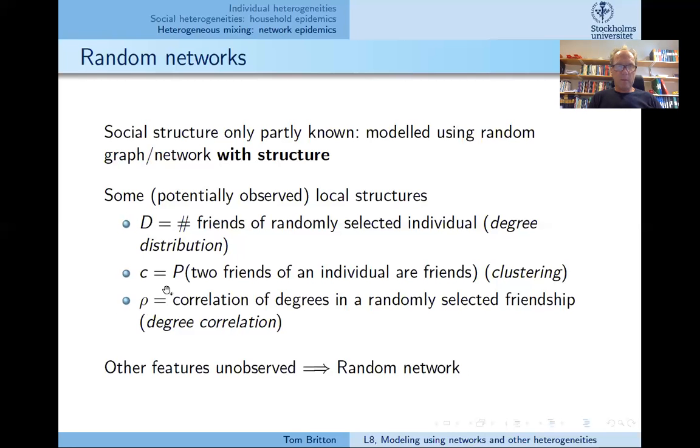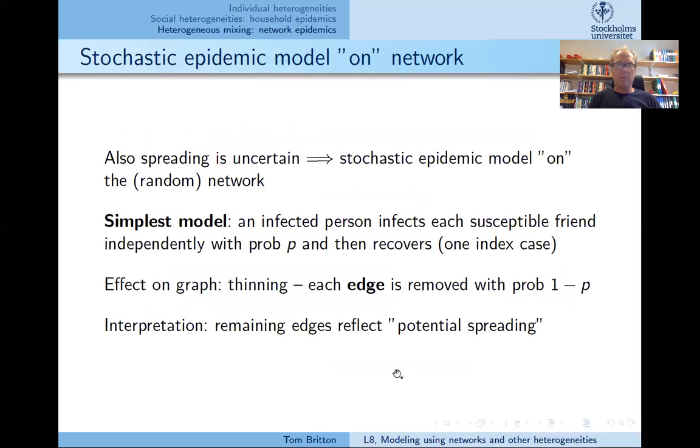So it could be that you know some features of the underlying network, whereas most other things of the underlying network you don't know, and you treat them as random. So that would describe the underlying social network, and then you define a model for the disease spread on such a network. The simplest model of all is where you infect each of your susceptible friends independently with some probability P, and then you recover.